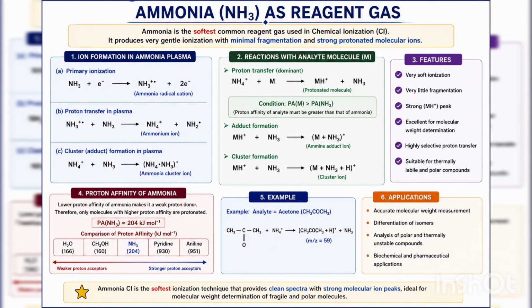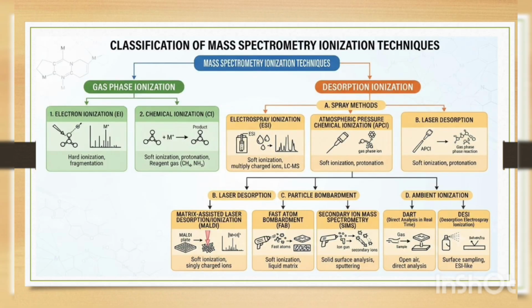Because ammonia CI is very soft, it has several applications. It can be used for accurate molecular weight related measurements, differentiation of compounds that may produce similar EI fragmentation, analysis of thermally labile or polar compounds where appropriate, and biochemical and pharmaceutical applications. Softer ionization means less fragmentation and better molecular weight information. This is the general principle, but remember, the best ionization method depends on the nature of the compound and the analytical objectives.